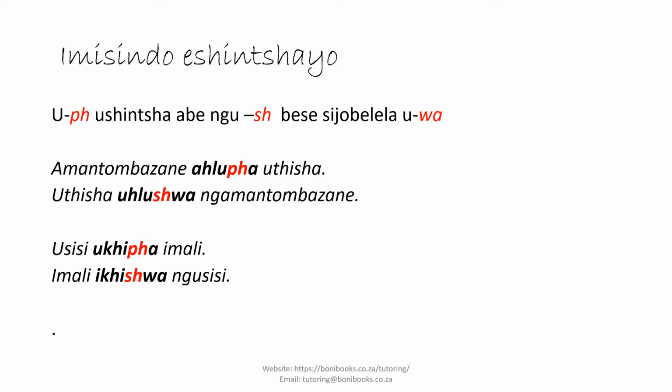So the next sound that we have that changes again is the sound po. Po ushintsha abe sh. Bese nakhona sijobelela uwa. Po changes into sh, and then we add wa. Amantombazane ahlupha uthisha. Uthisha uhlushwa ngamantombazane. Okay, the next one, usisi ukhipha imali. Bese sithi imali ikhishwa ngusisi. Po changes into sh, and then bese sifaka uwa.